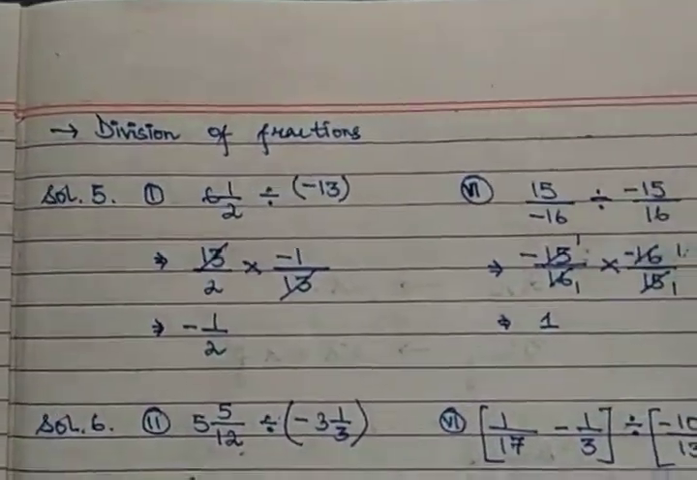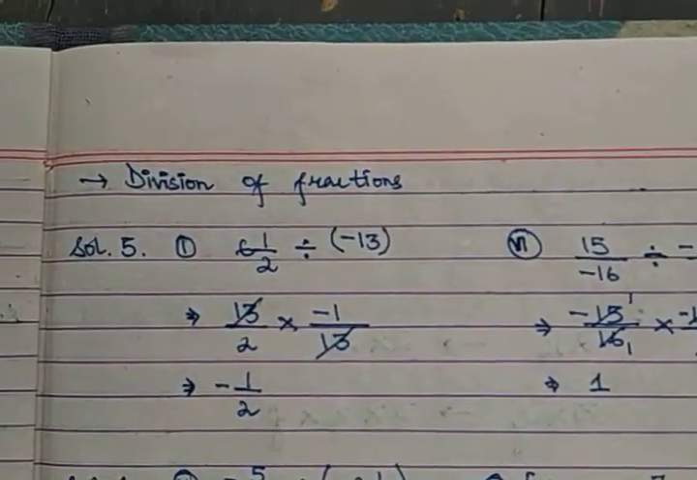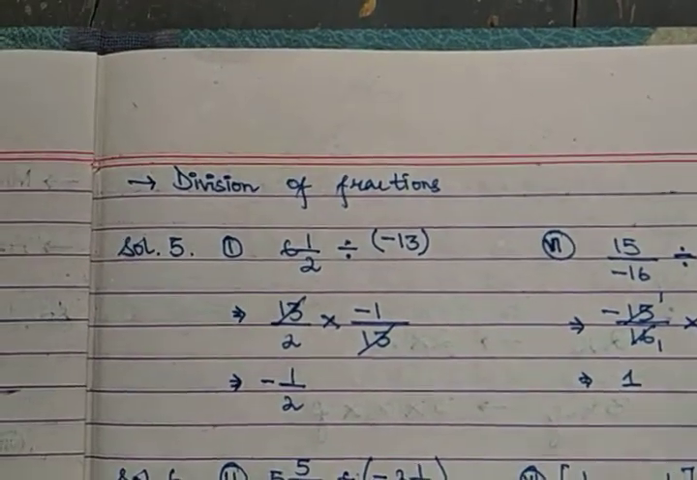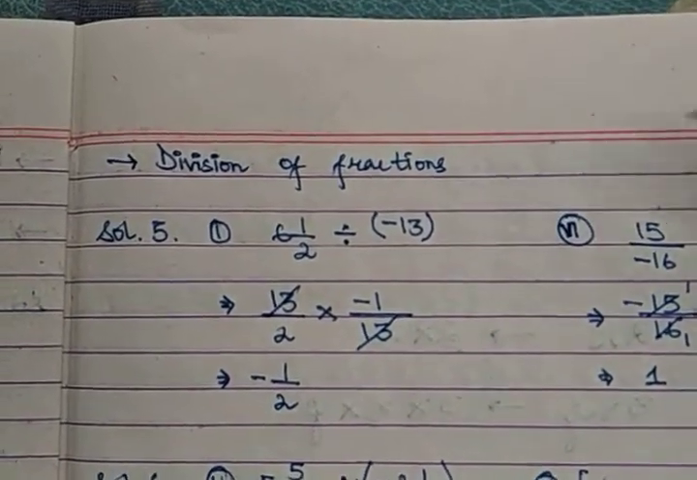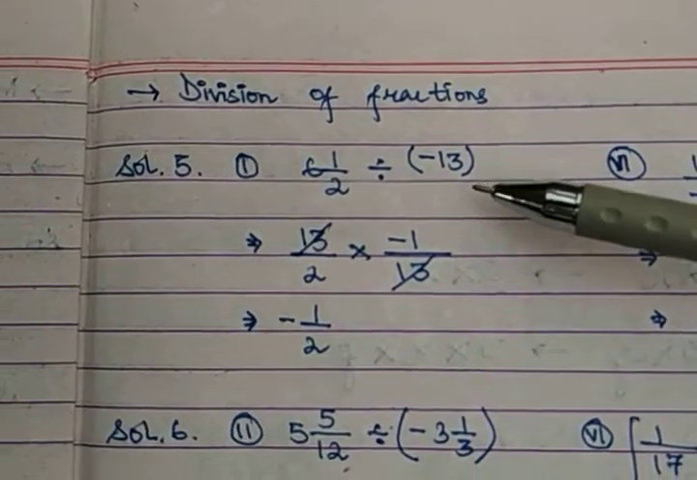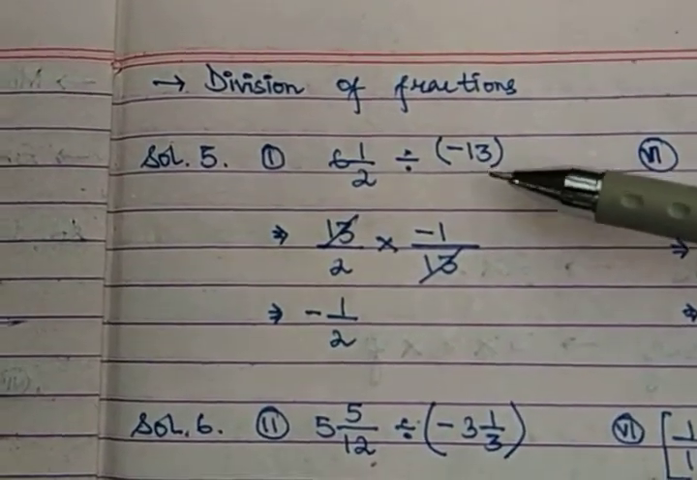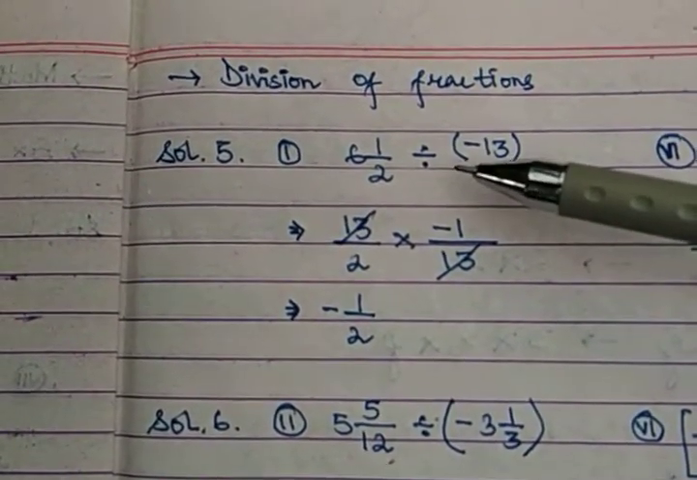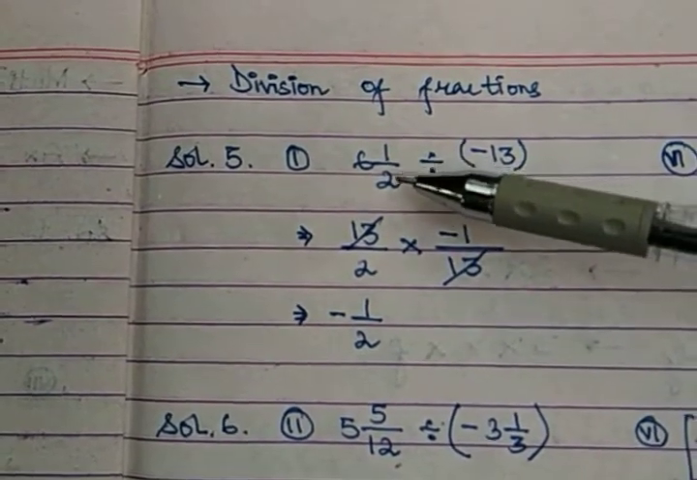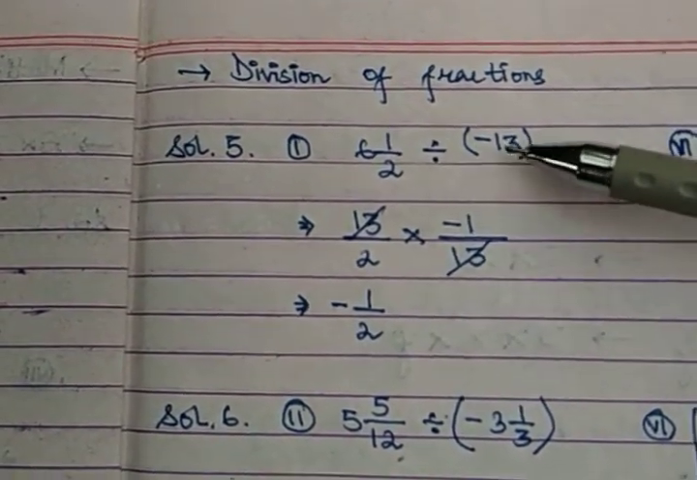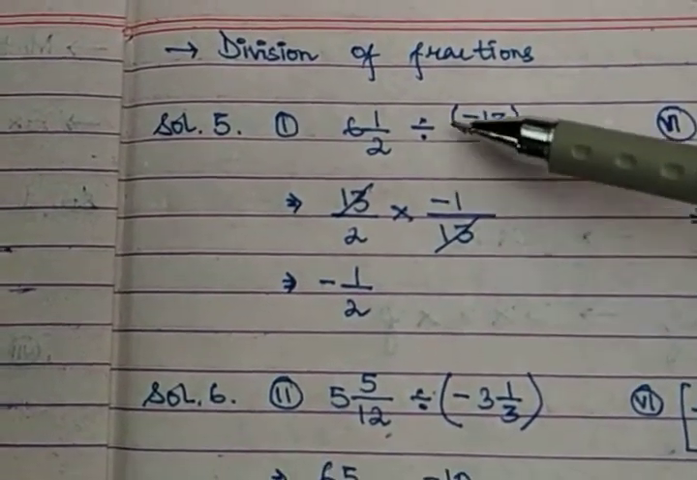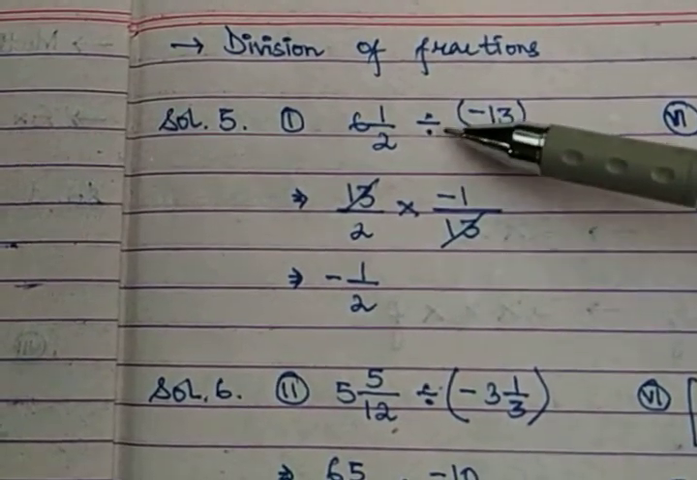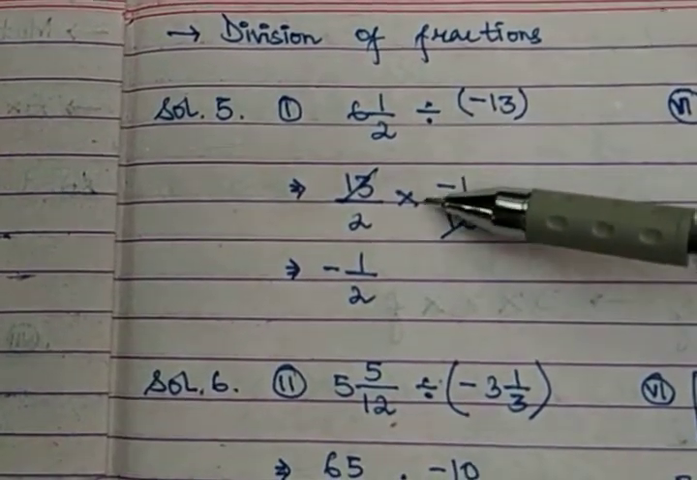So one more topic for today, that is division of fractions. For division of fractions also, the same thing will happen. Worry not, it's also easier as compared to others. So it is 6.5 divided by minus 13. The only slight change in division is that you can convert the division sign to multiplication.